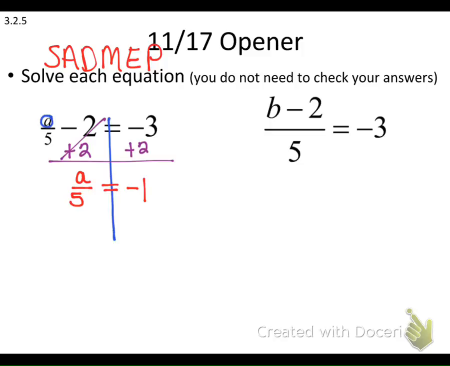Well, what's the inverse operation for division? You multiply. Yeah, so I'm going to multiply each side by what? 5. So that's going to cancel on my left side. So now I finally have the variable by itself on the left. So I'm going to bring the A down. I'm going to bring down my equal sign. And then I'm going to take negative 1 times 5, which gets me negative 5. Good.